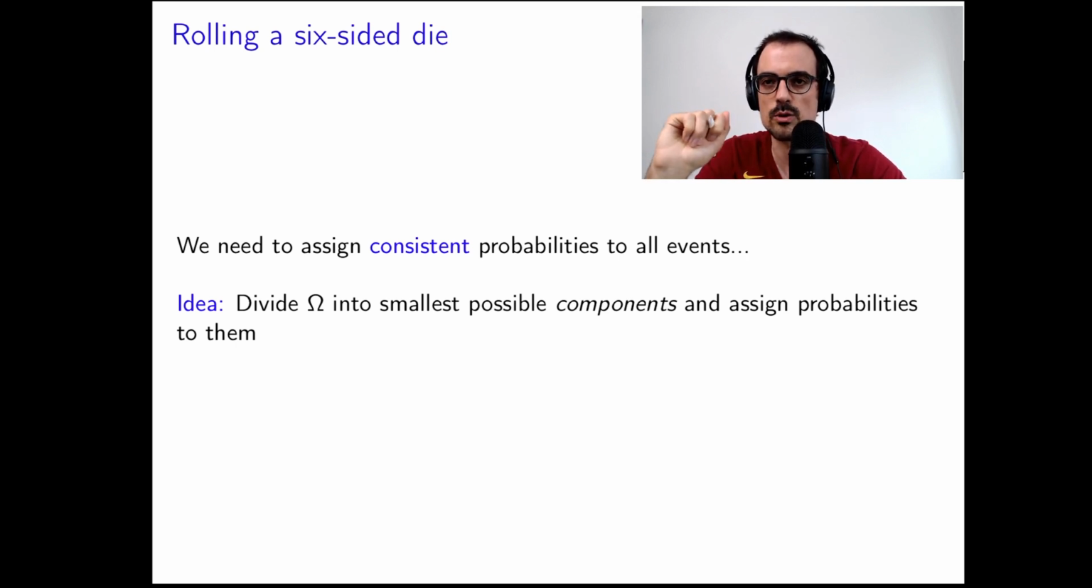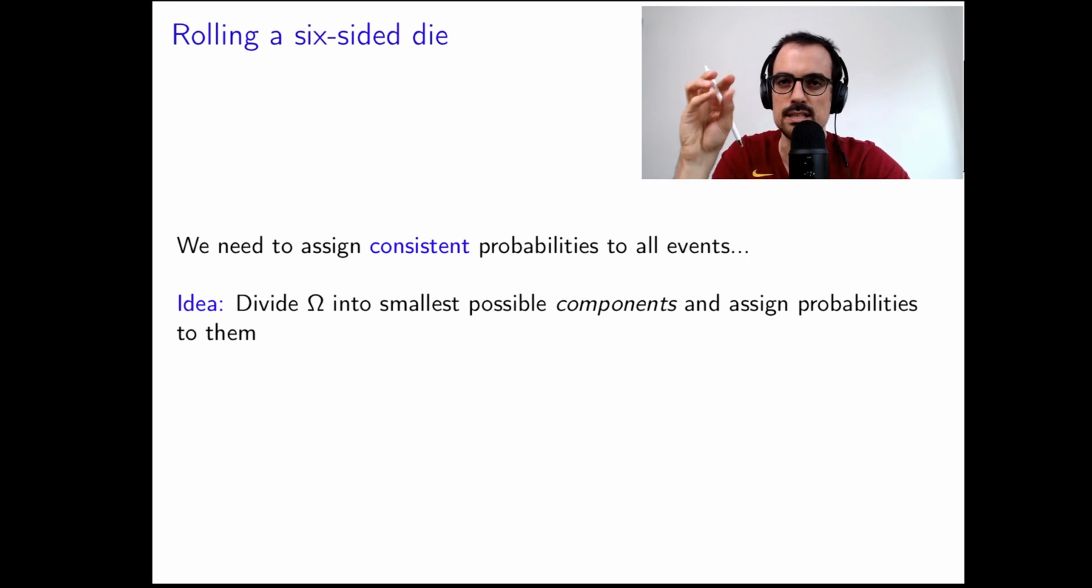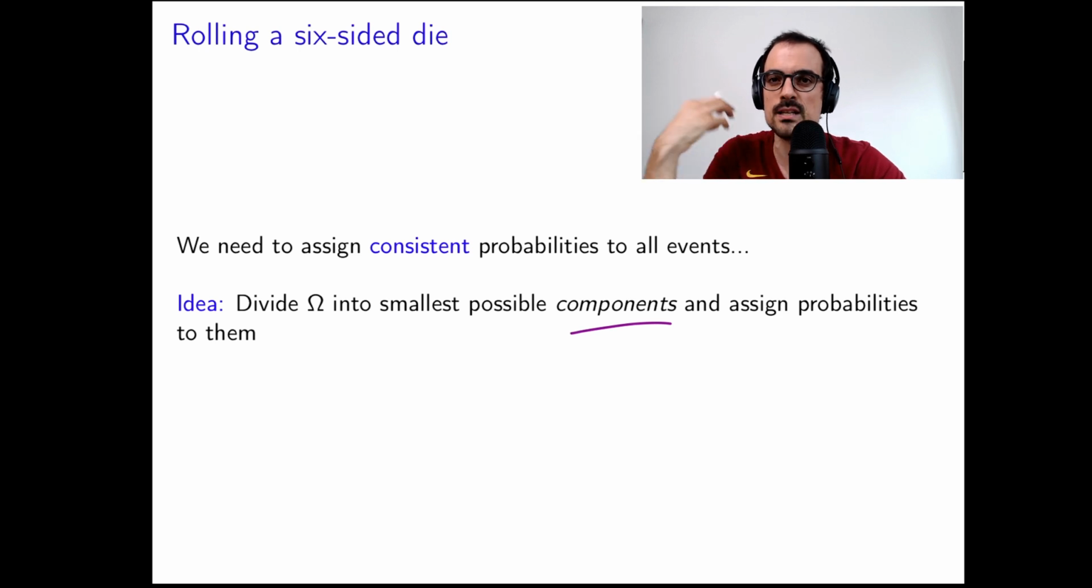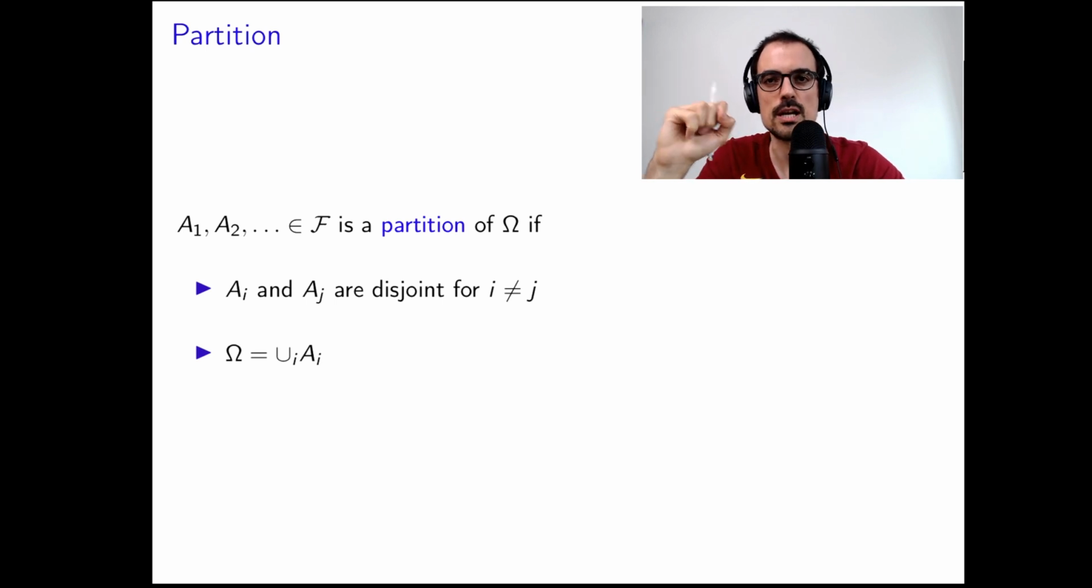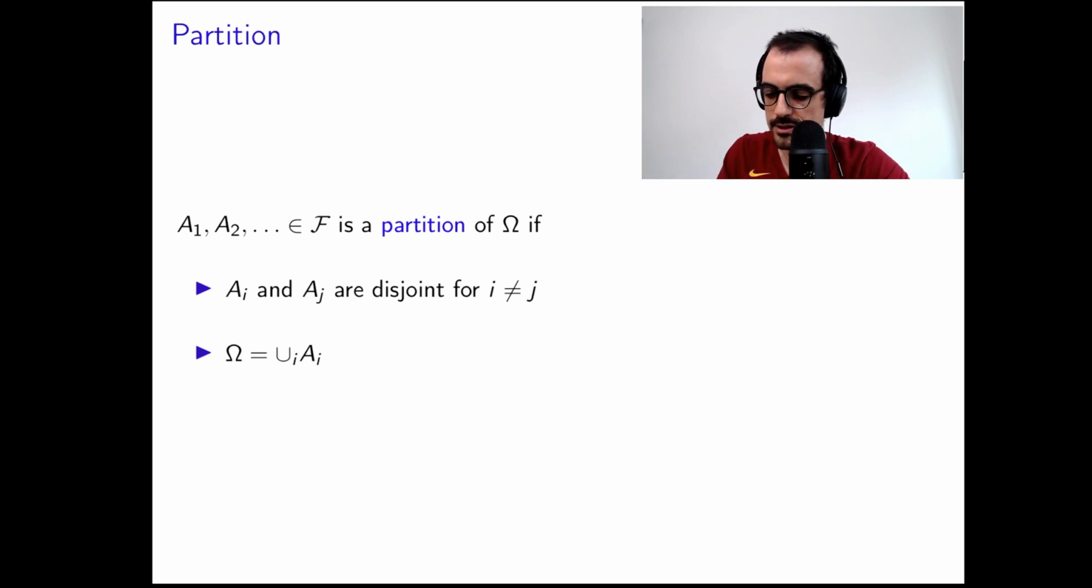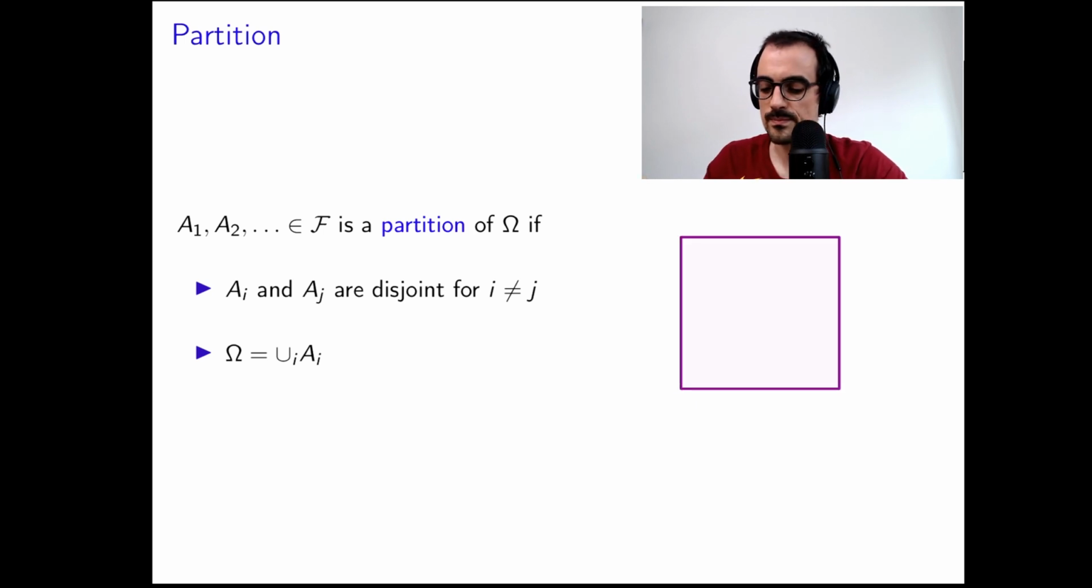Okay? And we're going to take the following strategy. We're going to divide the sample space into the smallest possible components. These are events that are within our collection of interest, and we're going to assign probabilities to them. What do I mean by the smallest possible components? For this, I'm going to have to define a notion from set theory, which is a partition. Okay, I'm going to draw a picture. So a partition is basically, imagine, okay, this was a terrible, okay, there we go. So here we have a set, and now we want to have a partition of it.